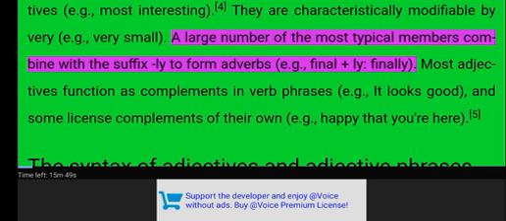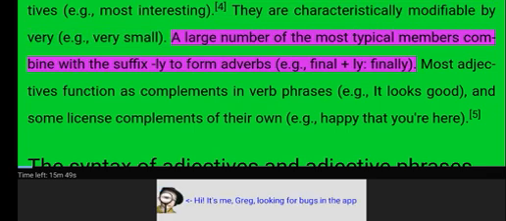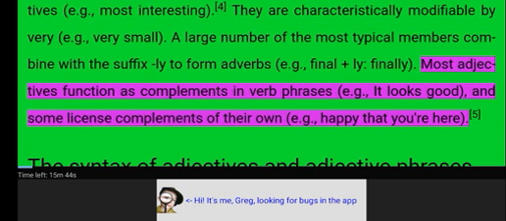A large number of the most typical members combine with the suffix ly to form adverbs, e.g., final plus ly, finally. Most adjectives function as complements in verb phrases, e.g., it looks good, and some license complements of their own, e.g., happy that you're here.